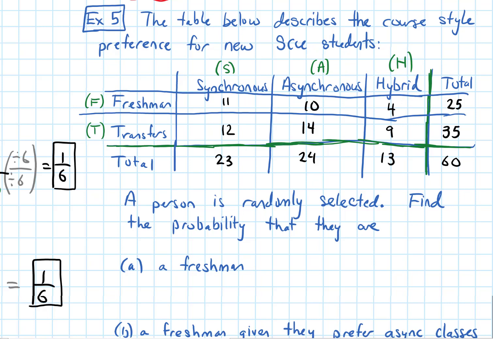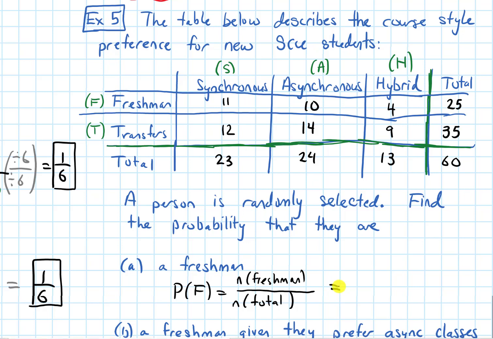Okay, so we want the probability of F occurring, that the student is a freshman. To do that, we need to count the number of freshmen on top, divided by the number of the total possible outcomes. I'll just write the number of total. In this case, that's going to be the total number of students.